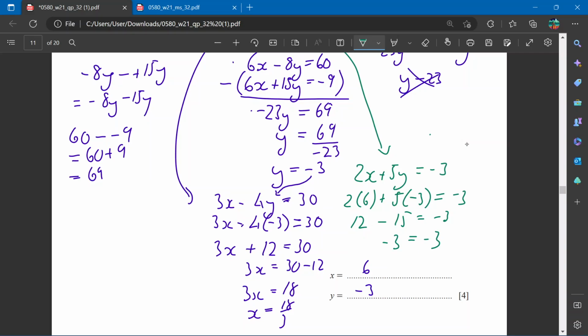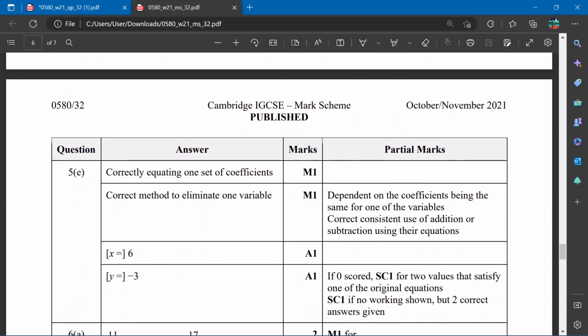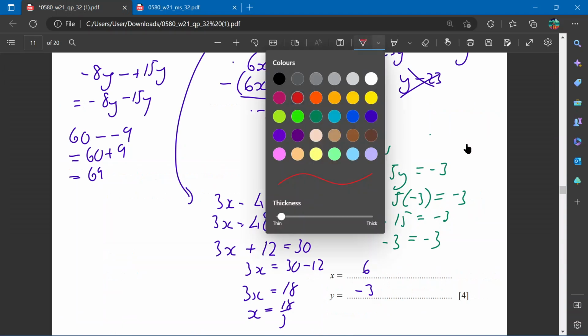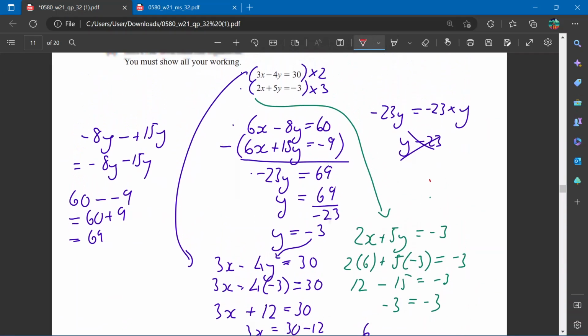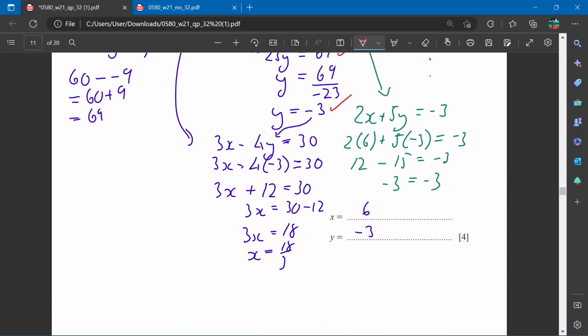Okay, like I said, this is not necessary. It doesn't count marks. What counts marks here is that you get the x's or the y's the same. Then you eliminate one of them, and then you get the two answers. Okay, so basically if you go back here, I've got the two x's the same, 6x. We eliminated one of them, so this step, then we get this answer, and then final mark for getting that answer.